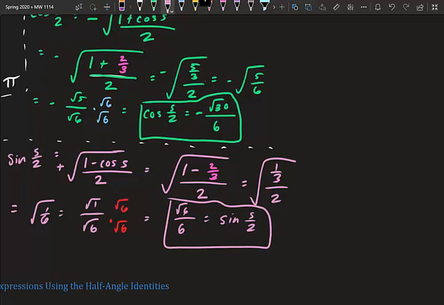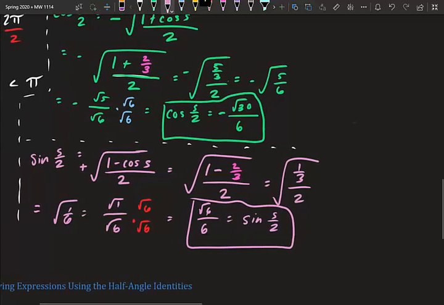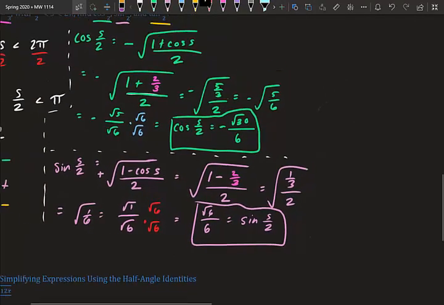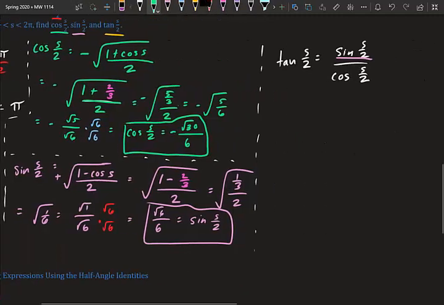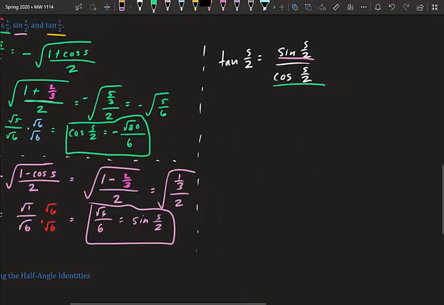Last but not least, we can finally find tangent. So we can use a tangent identity, but why? Because we know that tangent s over 2 is the same thing as sine s over 2 over cosine s over 2. And we actually have those values. We have our sine s over 2, and we have our cosine s over 2. So let's go ahead and just plug them in. Remember what I said in the last video, if you have sine and cosine, you can find tangent.